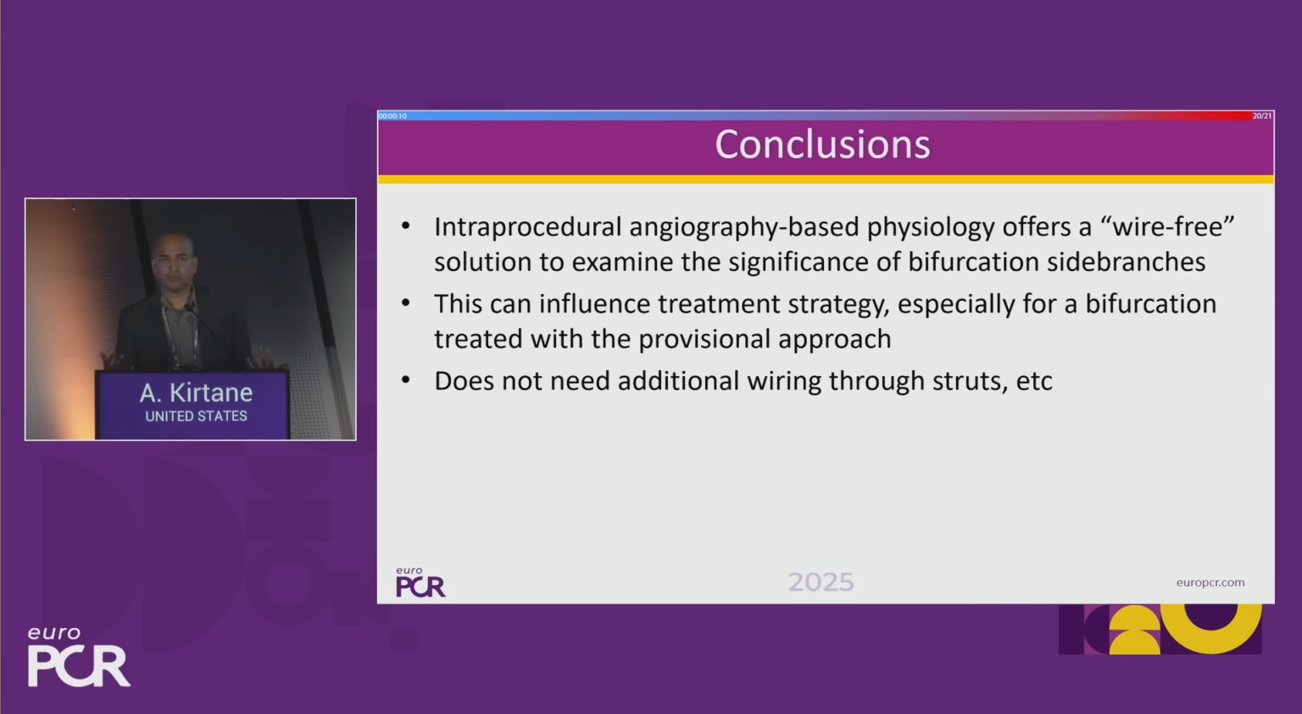So in conclusion, what did I want to show with this case? I do want to say that intraprocedural angiography-based physiology gives you a wire-free way to examine the significance of bifurcation side branches and other disease. Despite the fact that we have class 1 evidence showing the benefit of physiology, it's totally underused. And I don't think it's underused because people are skeptical of the evidence. People don't use physiology because it's a pain to do. And this allows you to kind of bridge that gap.